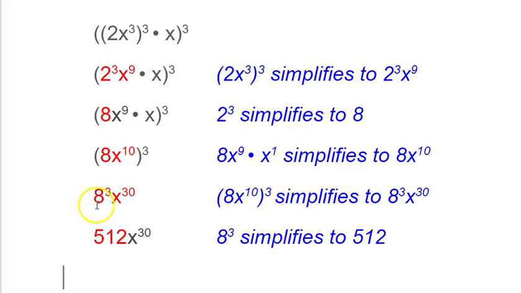And then finally, our last step, we have to raise 8 to the third power, which is 8 times 8 times 8. And when you do that math, you should receive 512 as your answer. The x to the 30th comes down, and this right here is your final answer.